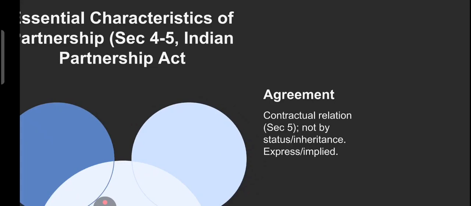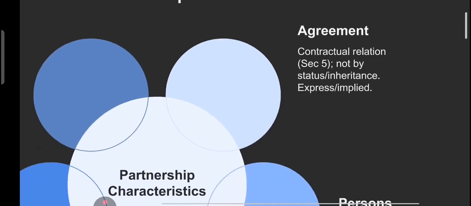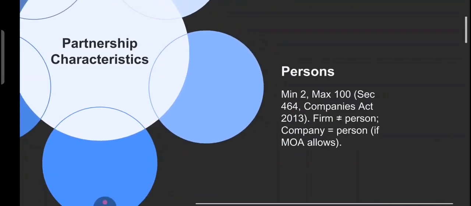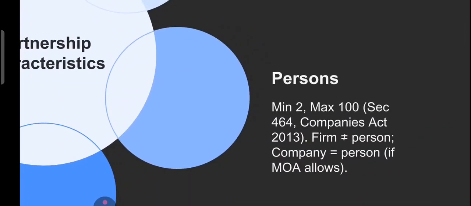So this is the very important point, that at the heart of every partnership lies an agreement, which is a kind of contractual relationship between two or more persons. This relationship must arise from a contract, not from a status, not from inheritance. This is the first point. Now have a look at the number of persons. A partnership must have a minimum of 2 and a maximum of 100 persons, as per Section 464 of the Companies Act. Remember it.